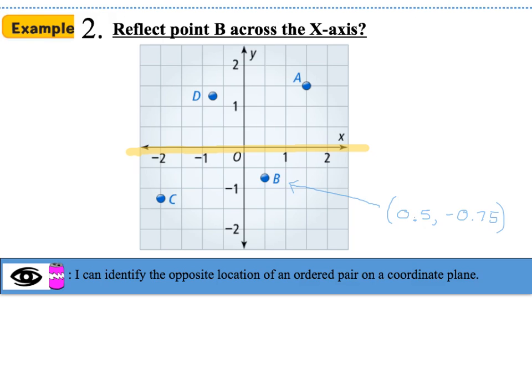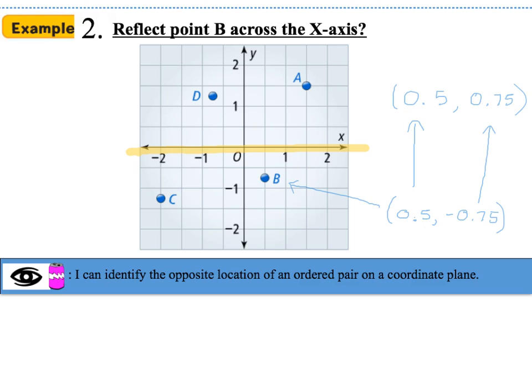So I'm going to do this example a little differently. I know that I'm going to reflect across the x-axis, which means that the ordered pair for the x should stay the same. So the x would continue to be 0.5. However, the y-coordinate becomes the opposite. So the opposite of negative 0.75 will be positive 0.75. So I've just created the reflection coordinate for point B.